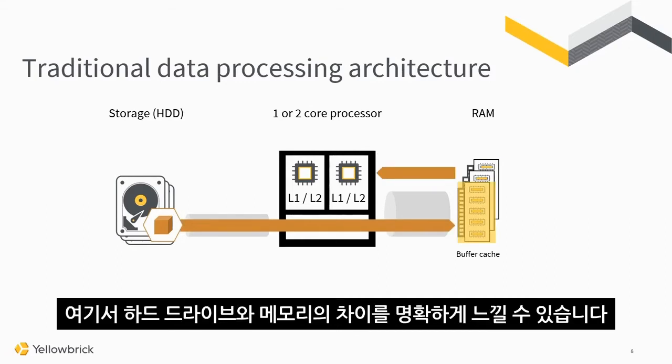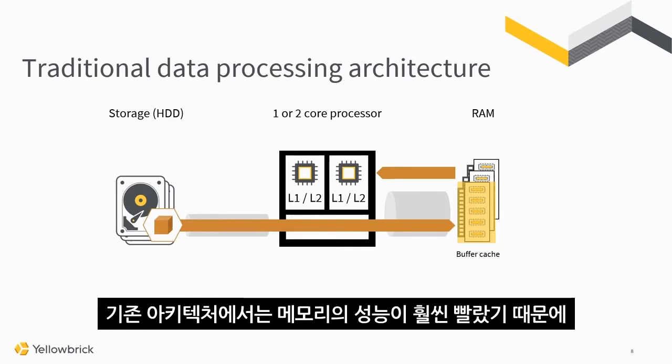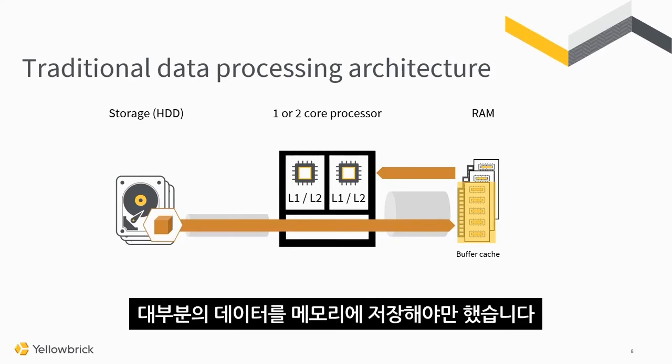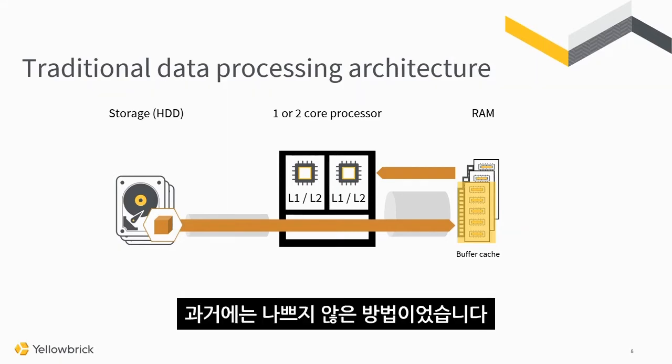One of the things you'll notice is that the pipe between the hard drives and the actual pipe on the memory bus itself were drastically different. The performance of memory in these traditional architectures was much, much faster, and this is why you had to keep most of your data in the buffer cache to obtain any kind of performance. This worked okay for the period of time when these things were written.